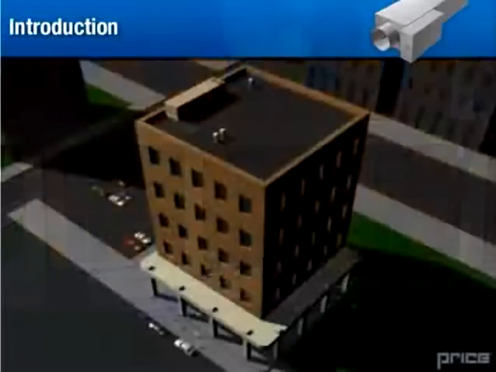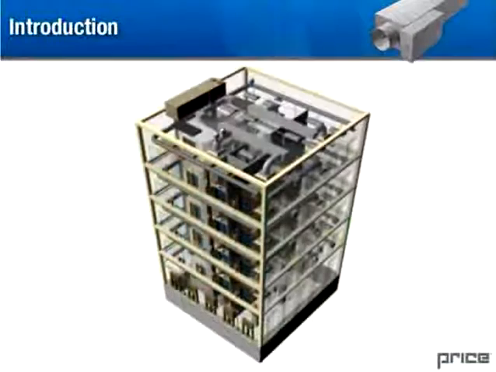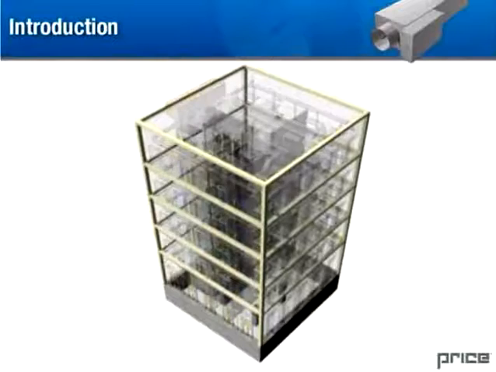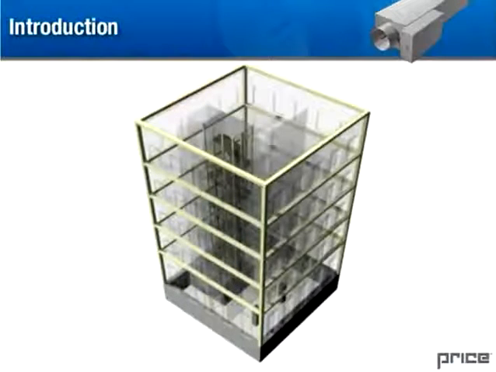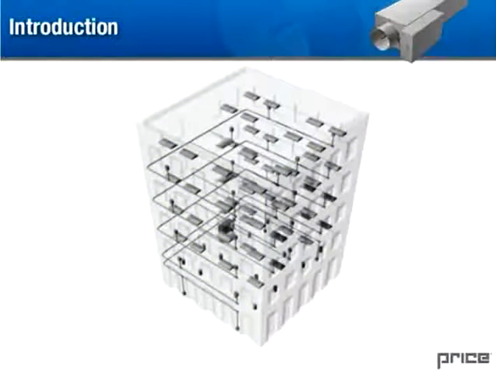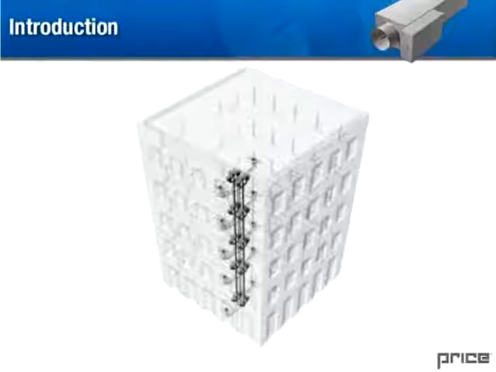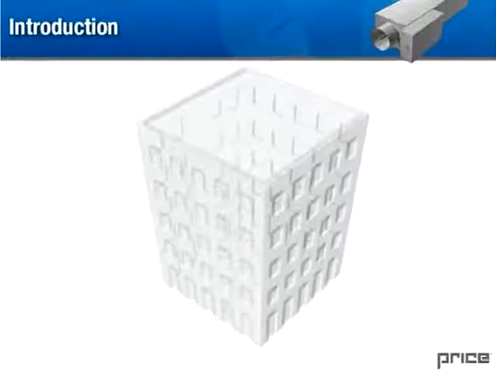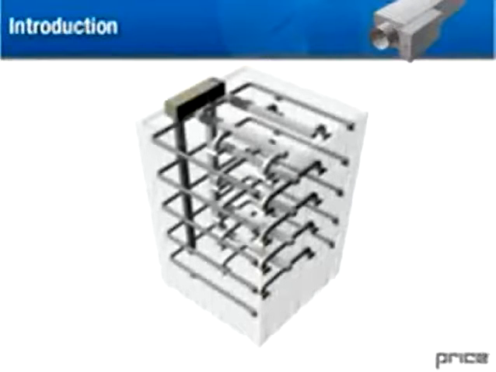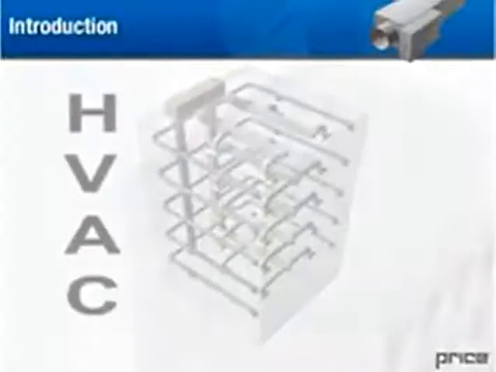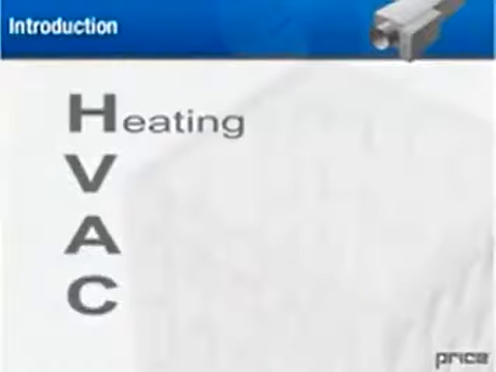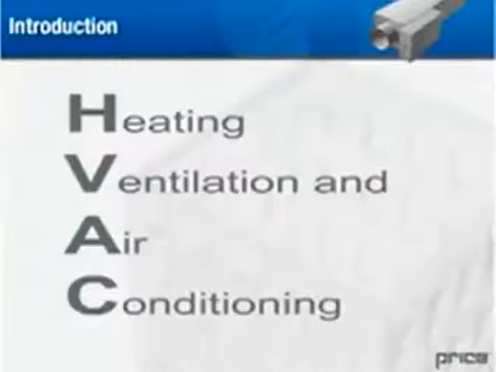A modern commercial or office building consists of many sophisticated systems. These systems include foundation and support structures, electrical and lighting, and plumbing and fixtures. Another major part of any building that is often taken for granted by its inhabitants is the HVAC system. HVAC stands for heating, ventilation, and air conditioning.